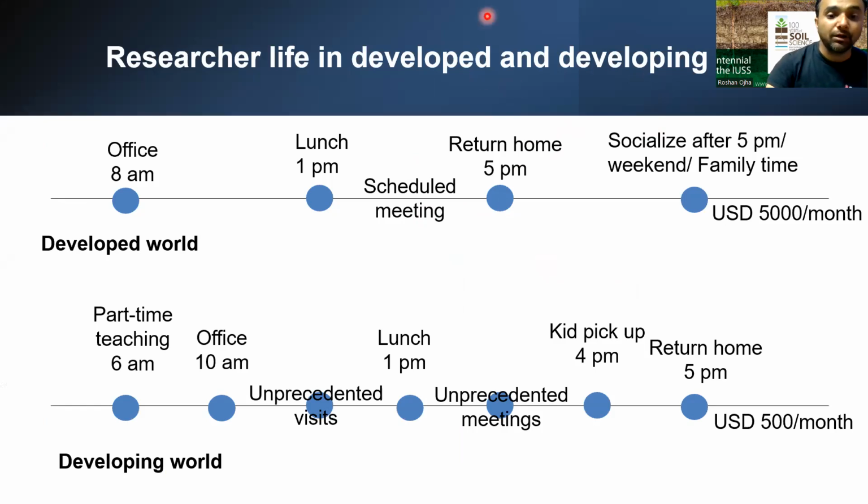In the developed world, there are scheduled and dedicated office hours. There is a specific time allocated for social and family responsibilities. So you have a very scheduled lab life, dedicated office hours, and everything. But working in developing countries, you have to go through a lot of unprecedented events. There is a scheduled office, definitely, but you have to engage in other part-time earning activities.